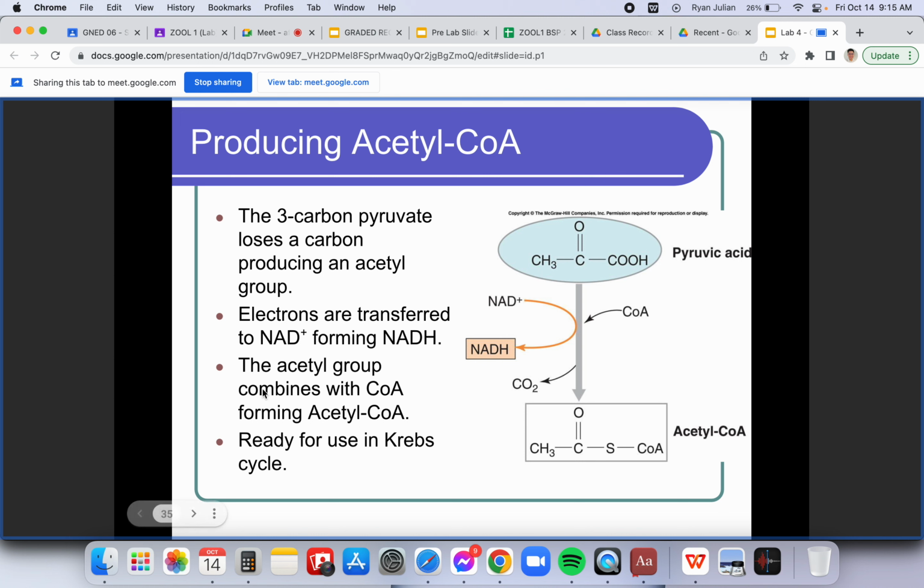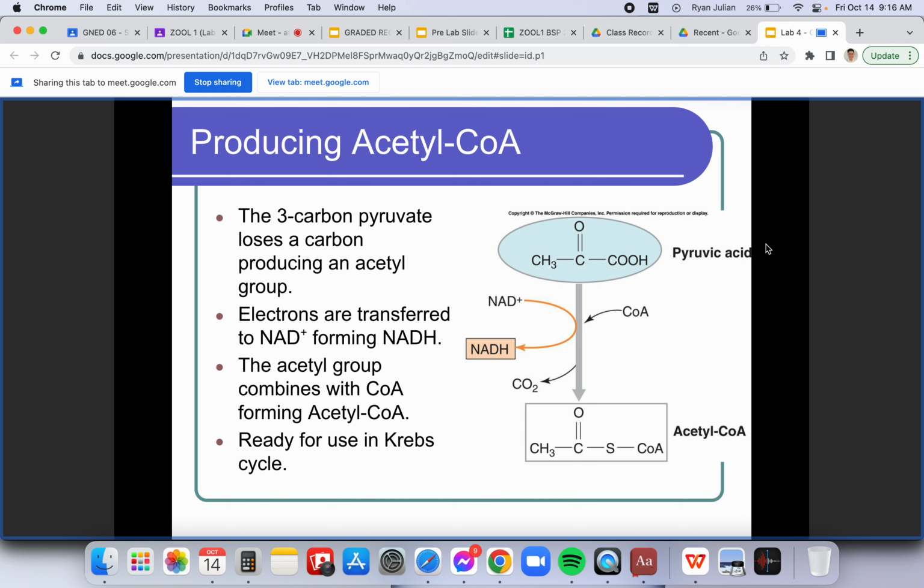And lastly, the acetyl group combines with CoA, forming acetyl-CoA. It is now ready for use in the Krebs cycle. So this is exemplified on this image that you are seeing right now.